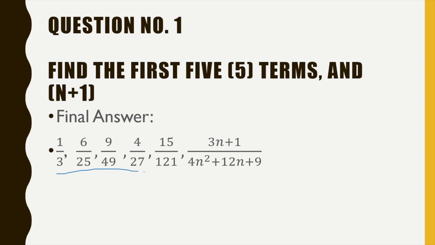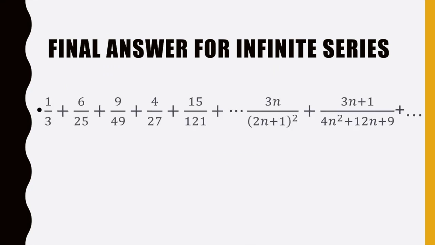Now, if in any case you were asked to find the infinite series, this is how you write the final answer: 1 over 3 plus 6 over 25 plus 9 over 49 plus 4 over 27 plus 15 over 121, and so on.